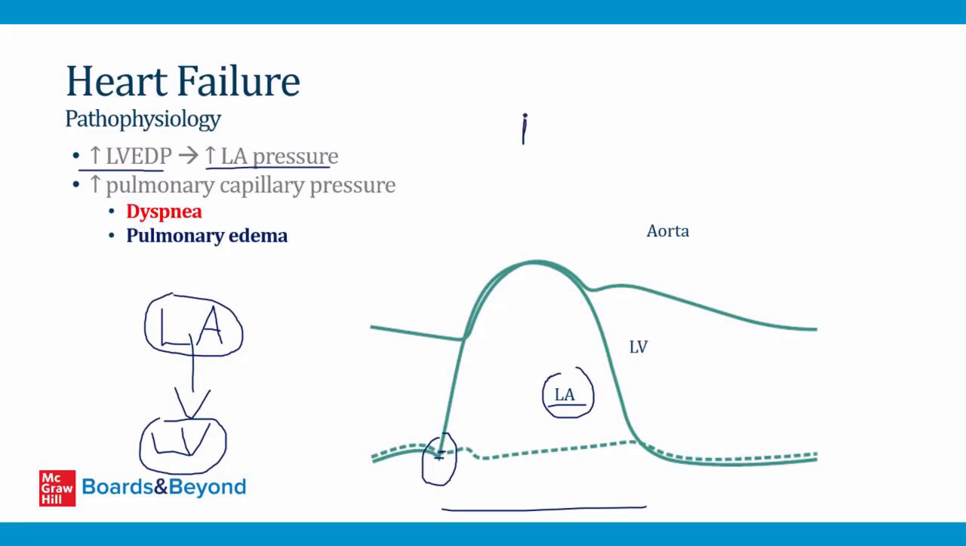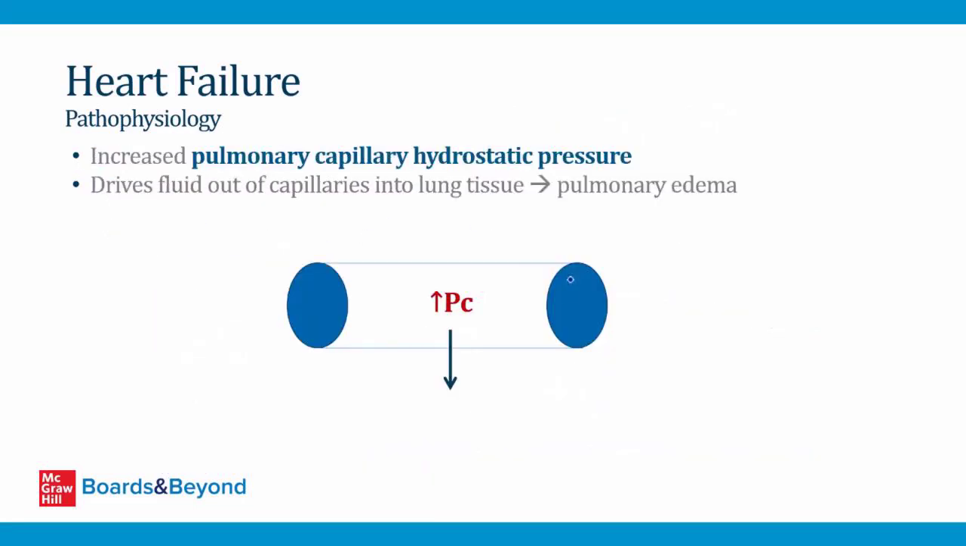And remember that there are pulmonary capillaries which drain into the left atrium. And so when this left atrial pressure gets high, the pulmonary capillary pressure is also going to get high. And that's what causes two of the hallmark symptoms of heart failure, dyspnea and pulmonary edema. So let's drill down on this a little bit more.